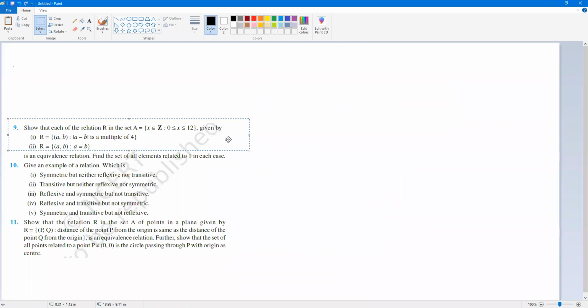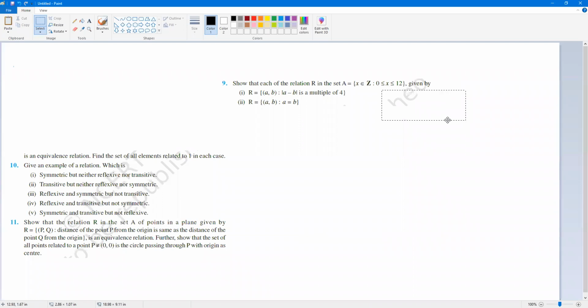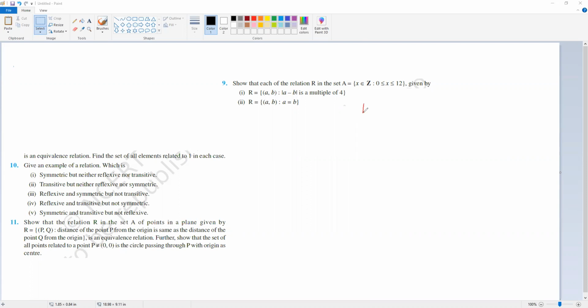Now another question. So simple questions, you have to make the note. I'm going a little fast. Show that the relation on the set. So your set, look, is the set of all integers. That means your set is 0, 1, 2, 3 up to 12, all integers up to 12. Even if it is full integers, it doesn't matter actually.